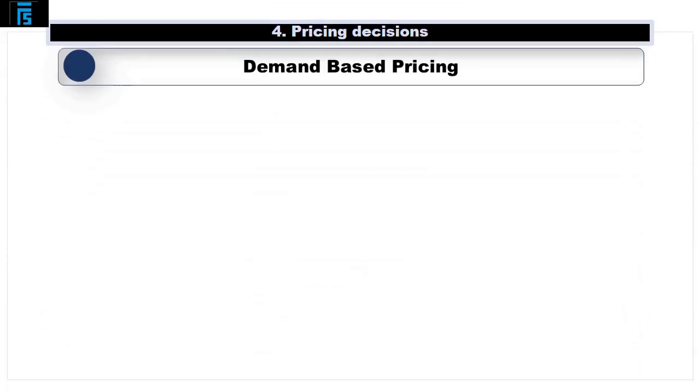Now that we have considered the various factors that might influence our pricing strategies, let's look at the different approaches we can take to pricing. The first approach we are going to consider is demand-based pricing. As the name suggests, the prices we set under this approach are based on the demand we expect, or have historically seen, for the product or service in question.